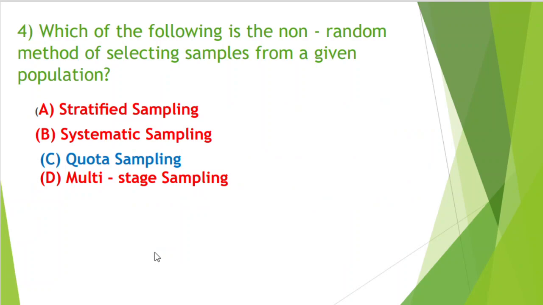Come to the fourth question. Which of the following is the non-random method of selecting samples from a given population? There are four options: stratified sampling, systematic sampling, quota sampling, and multi-stage sampling. Of this, the correct answer is quota sampling. Stratified, systematic, and multi-stage sampling are random methods of selecting. So the answer is quota sampling.